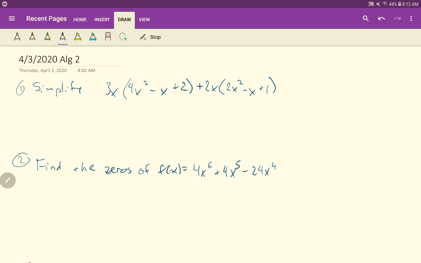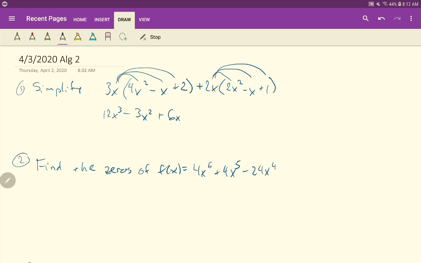So number one here, we're asked to simplify this expression. So you can see here, what should we do first? So hopefully you said we should distribute. So we'll distribute 3 terms there, and then we'll distribute to the 3 terms here too. So 3x times 4x squared gives us 12x to the third. And then we'll just keep multiplying here. 3x times a minus x gives us minus 3x squared. And then 3x times the plus 2 gives us plus 6x.